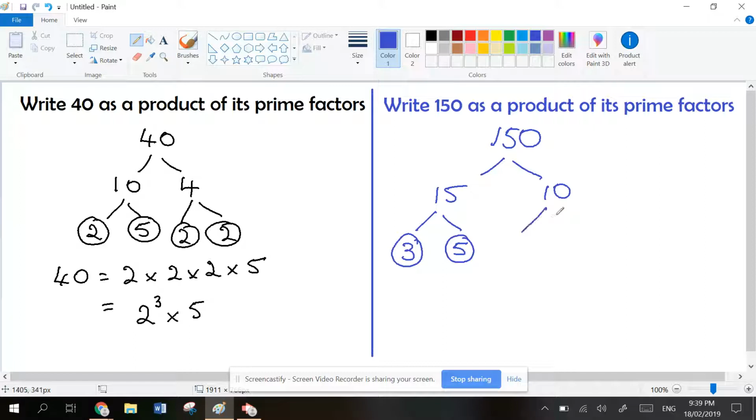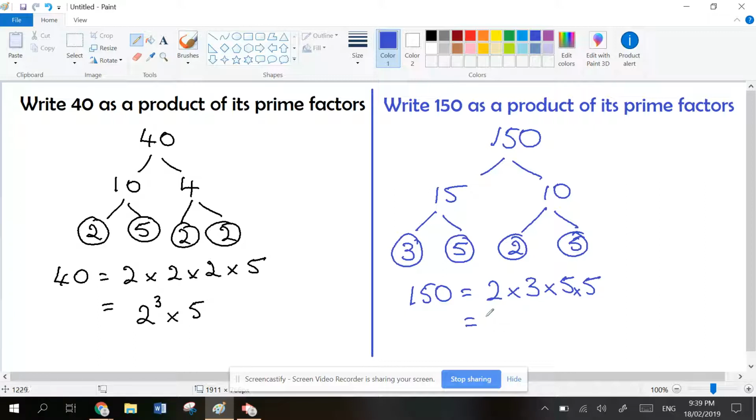If we go to 10, that's also a composite number, so we can write it as 2 times 5. So 2 and 5 again are prime numbers. This means that 150 can be written as a product, which means multiply. Start with the smallest number, which is 2, and then we have 3, and then we have a 5 over here and a 5 over here.